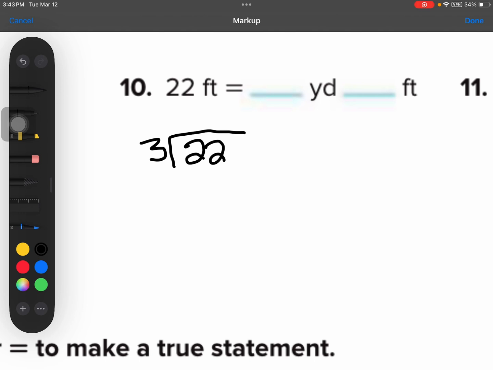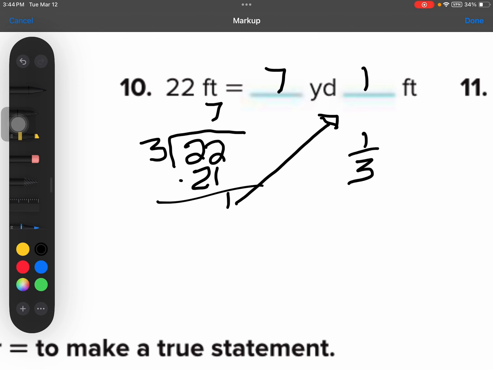3 will go into 22 7 times. 7 times 3 is 21. And I have 1 left over. So I have 7 yards, and I take this remainder and pull it over here, and 1 foot left over. I could say 1 out of 3 if it asked me how many yards, but it's asking me exactly for the foot, so I don't have to add the 1 out of 3. We had quite the debate about this in our class today. So your answer to 10 is 7 yards, 1 foot.